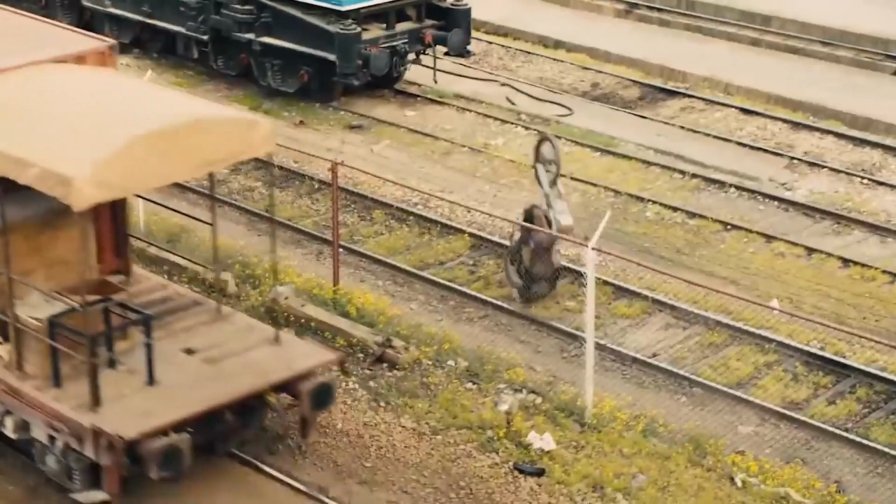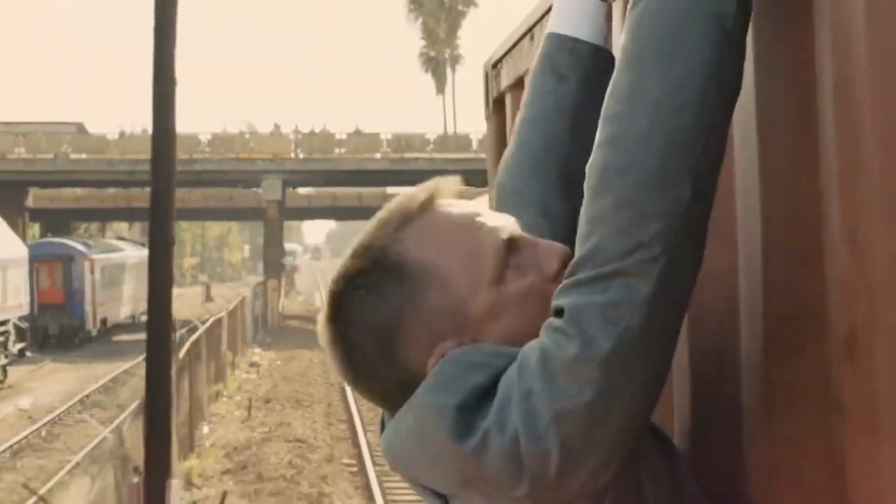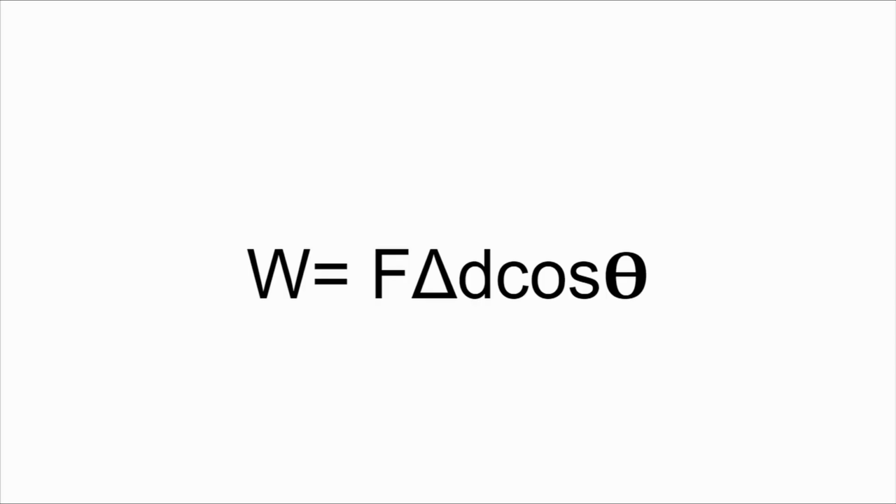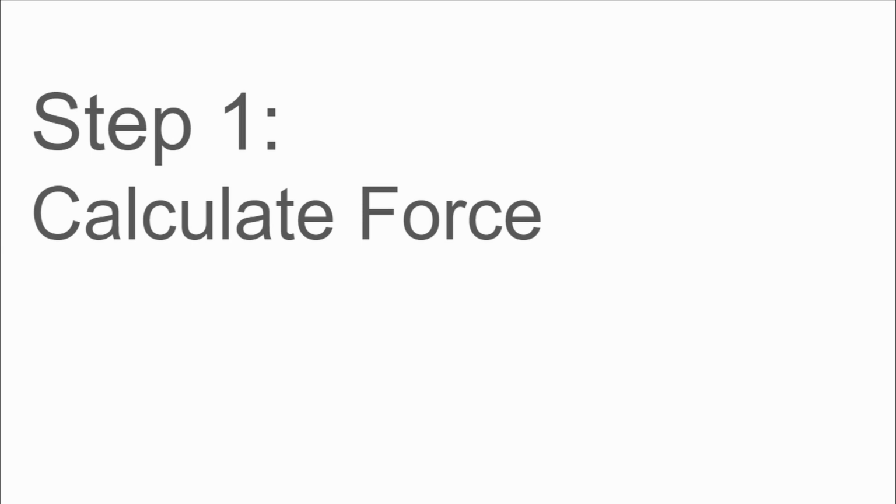I will now move on to calculating the work done when James Bond pulls himself onto the train. To do this, I use the formula work equals force times distance times cos theta. Because theta equals 0 degrees, since he performs a completely vertical muscle up, and cos 0 equals 1, I can take out cos theta from the equation. To calculate the work done, I first needed to figure out the force he used.